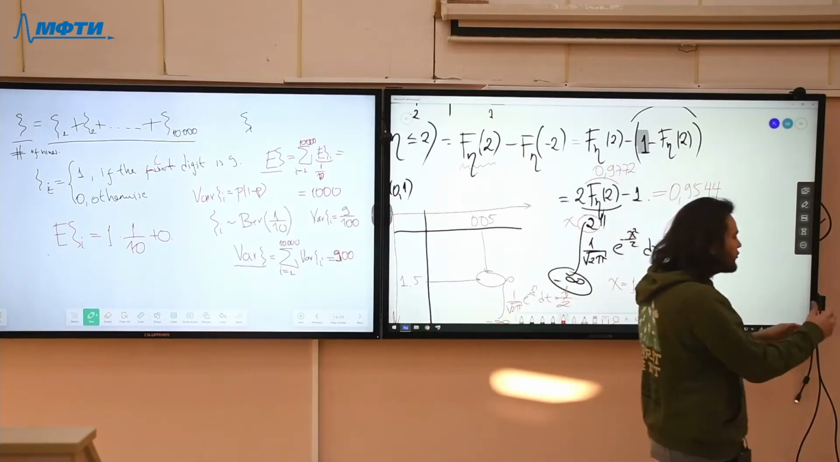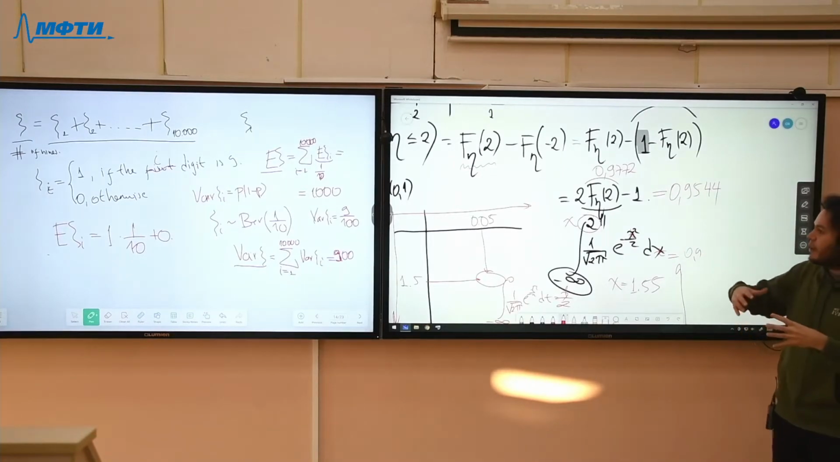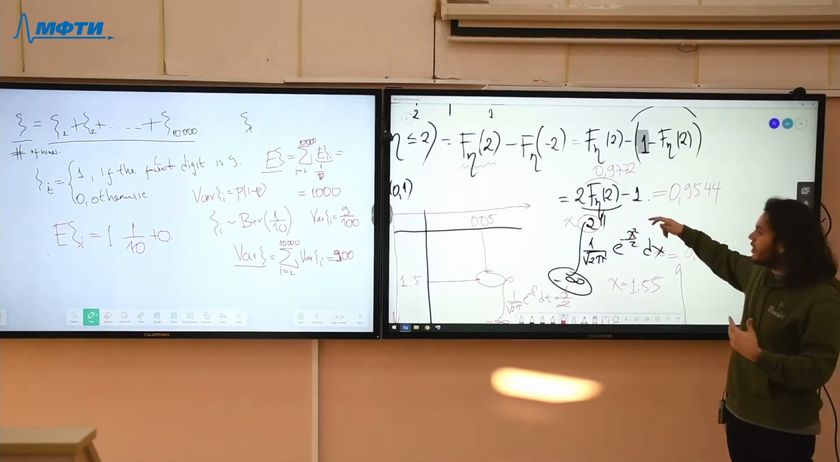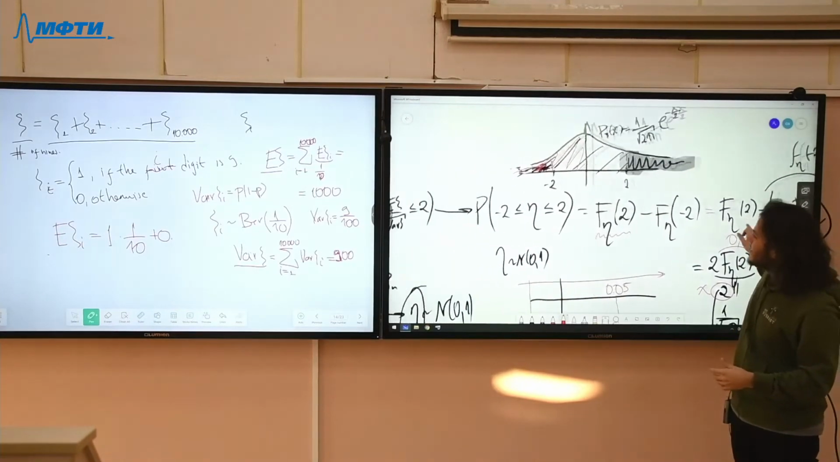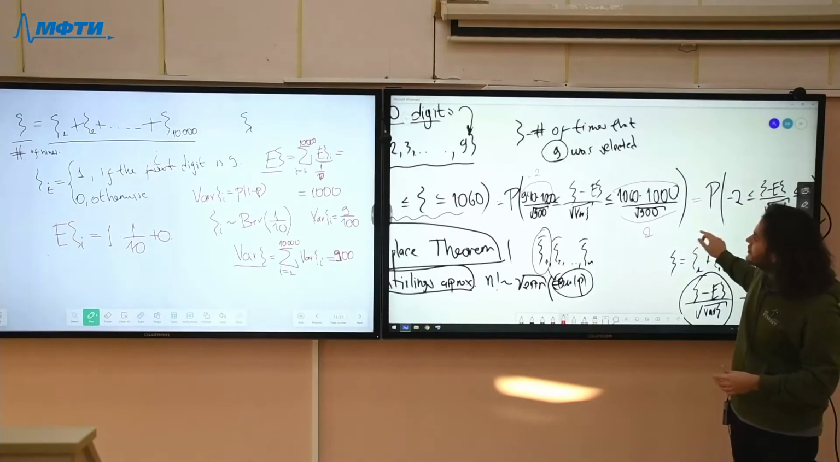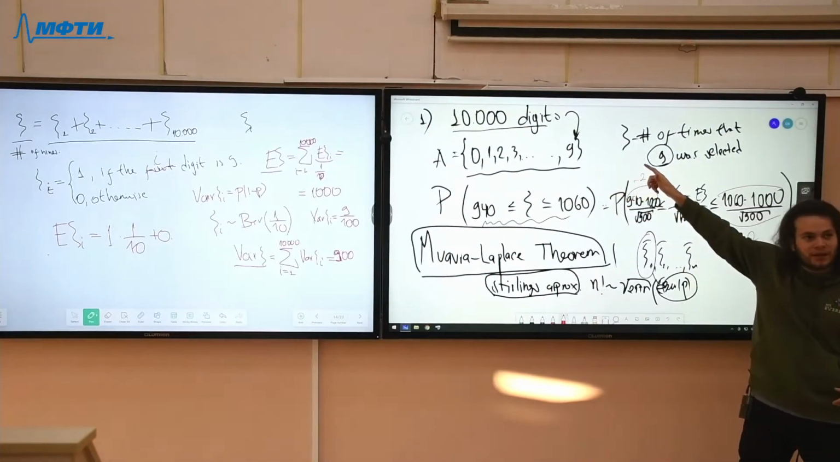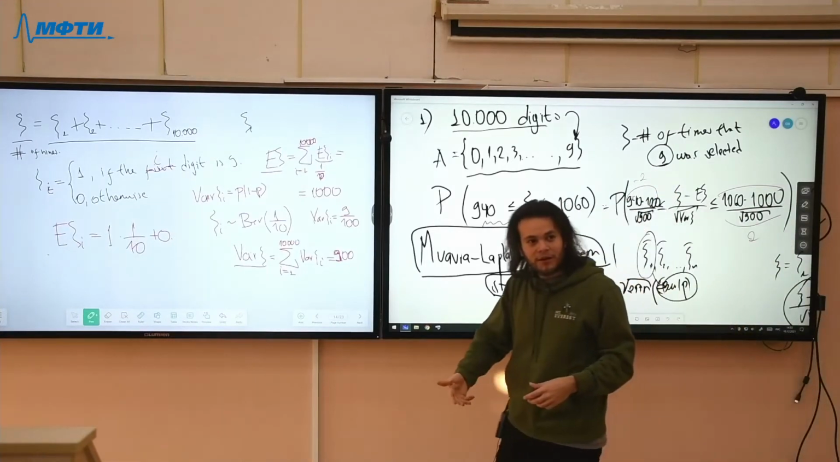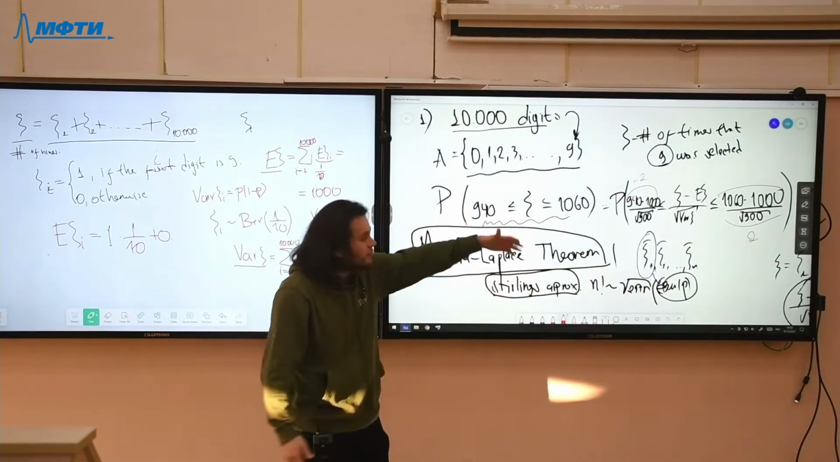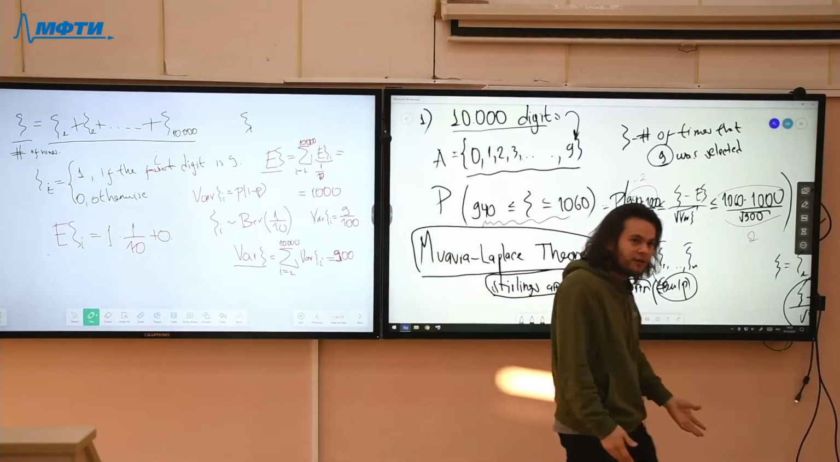If you have some experiment in which you have a lot of trials, right? Here we have 10,000 digits. So we are repeating this experiment 10,000 times. Then we can use the central limit theorem, because we can approximate this, right? We can find any probability that we want, okay?